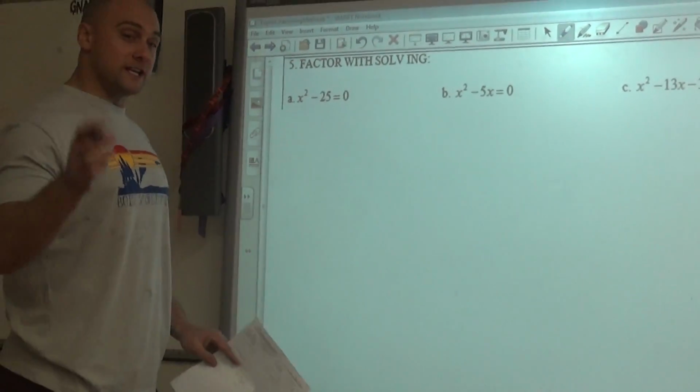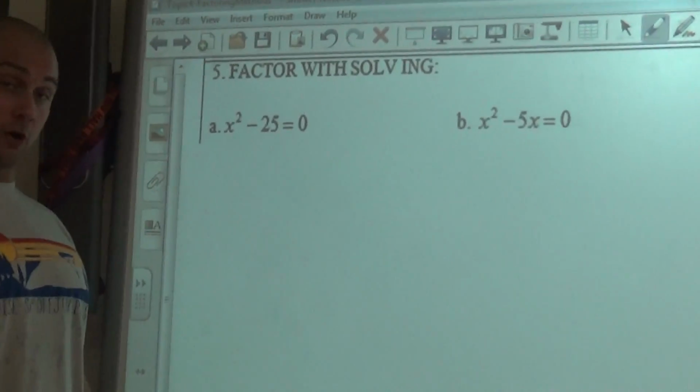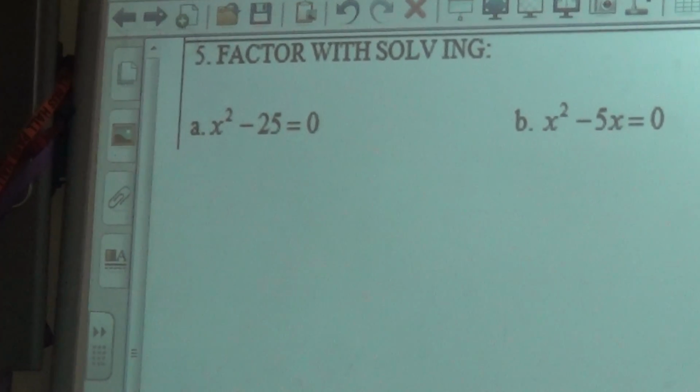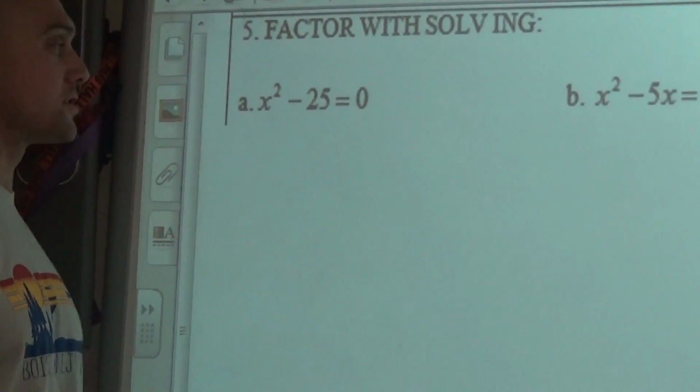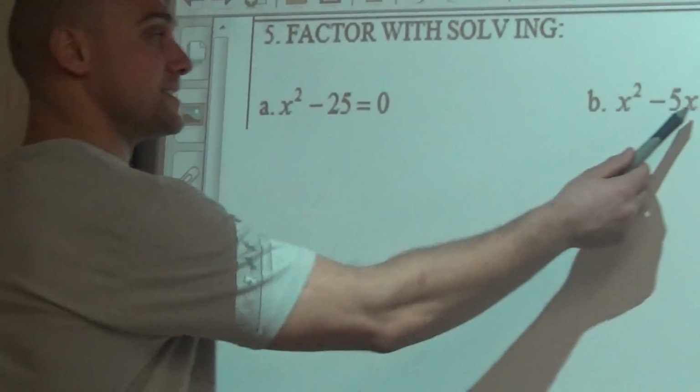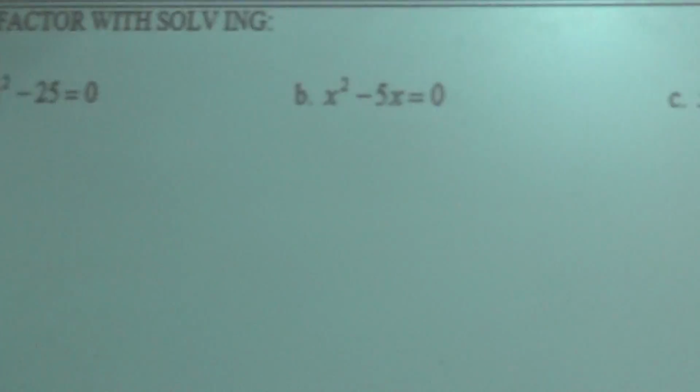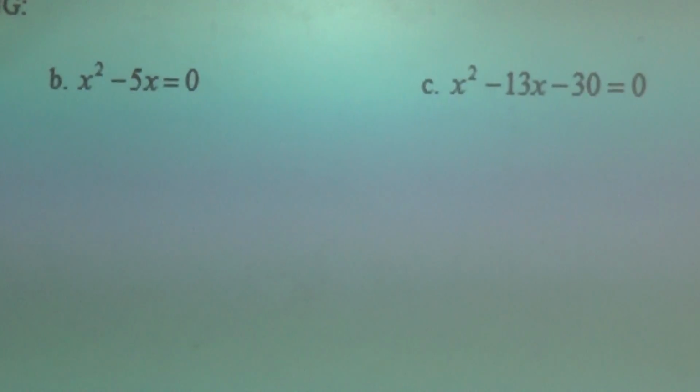One here. We need to factor with solving. So you'll notice the difference here is now we have equations. So we're going to use factoring to solve. So here, because it's equal to 0, we're going to have an answer. We should end up with x equals something.